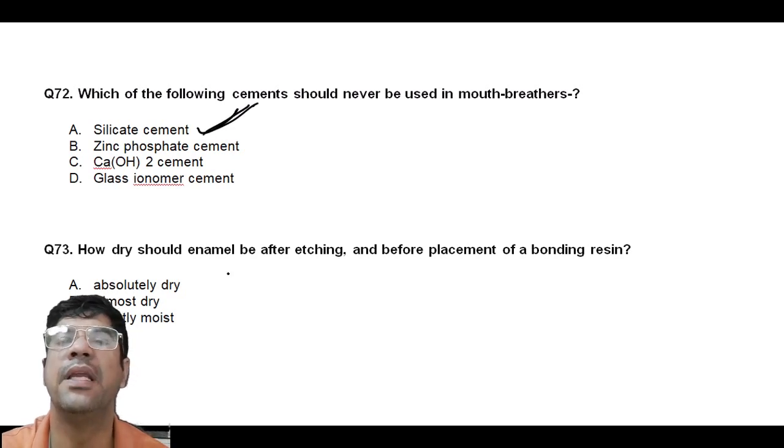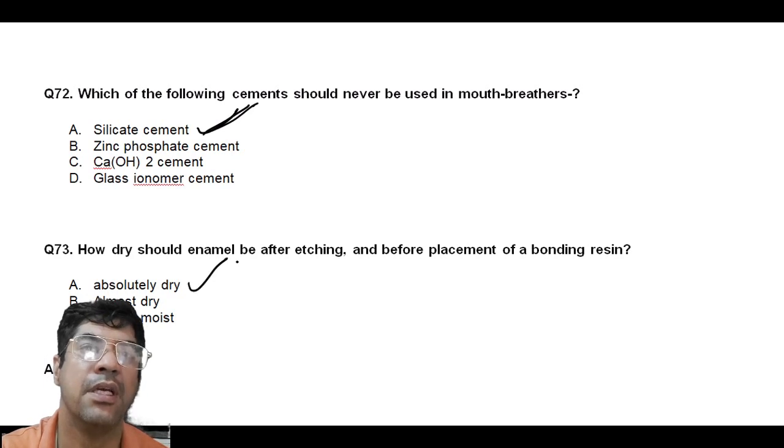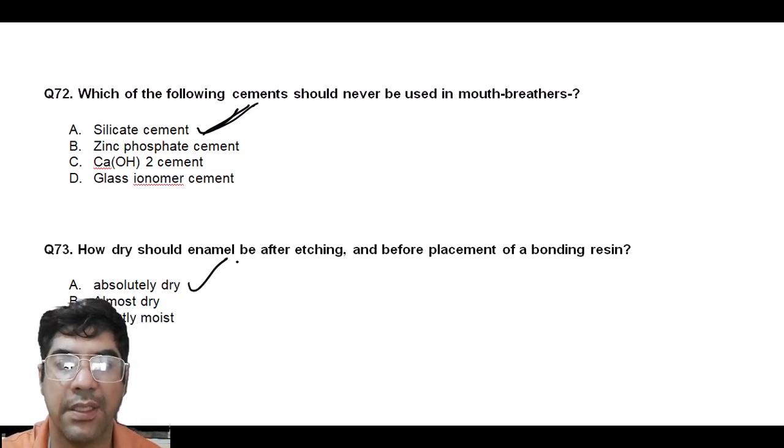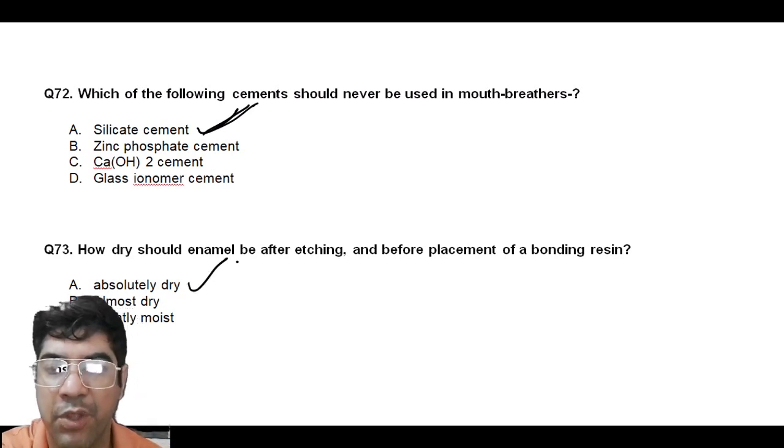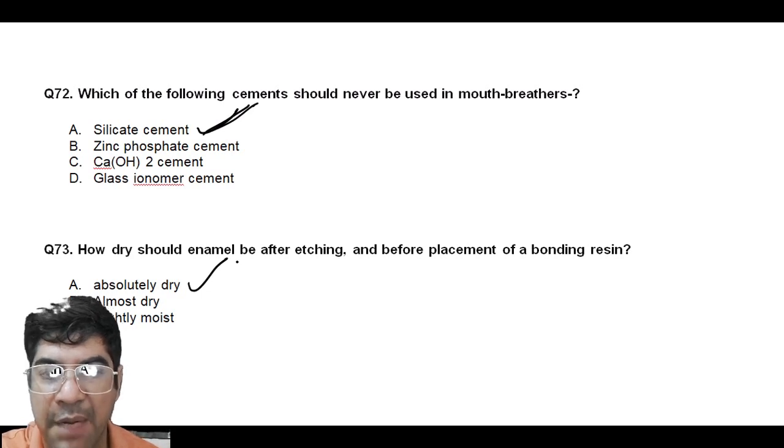How dry should the enamel be after etching and before placement of bonding resin? It should be almost dry. The enamel should be absolutely dry after etching and before the placement of bonding resin.